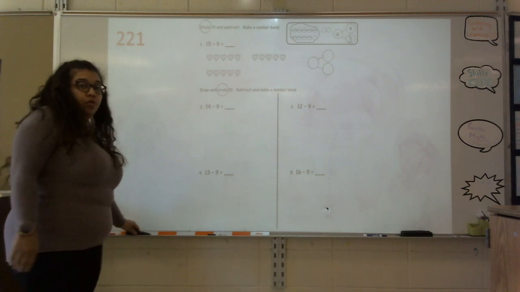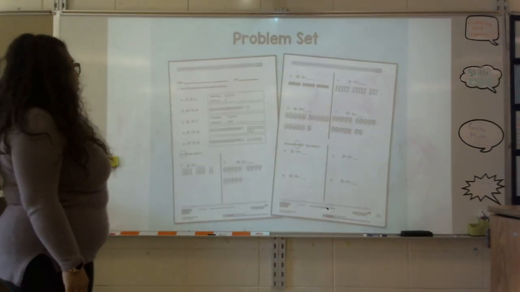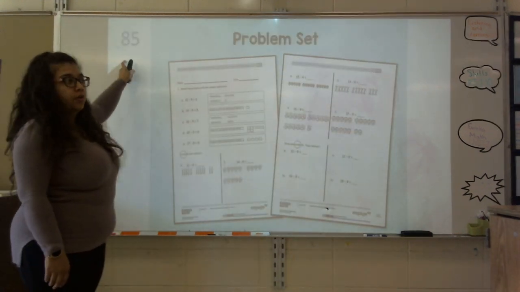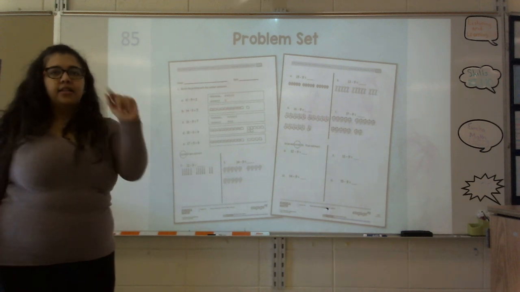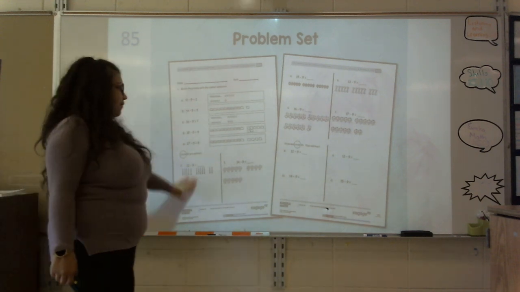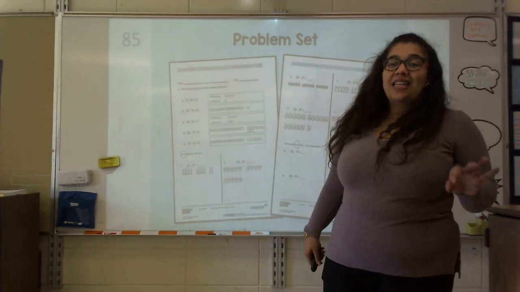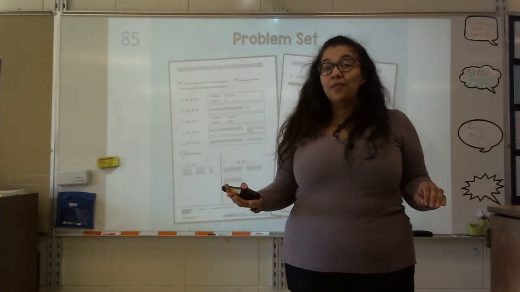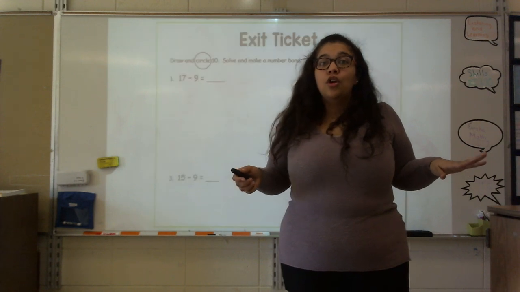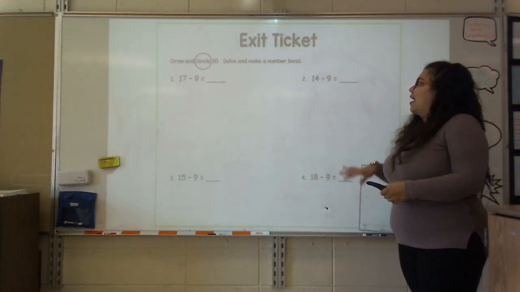Okay, so you on your own are going to do your problem set in your Learn book, which is front and back, starting on page 85. So this is 85, this is 86. It's front and back. After you've spent 10 minutes working on it, or you're done with it, whichever comes first, go ahead to the next slide so you can see your exit ticket.